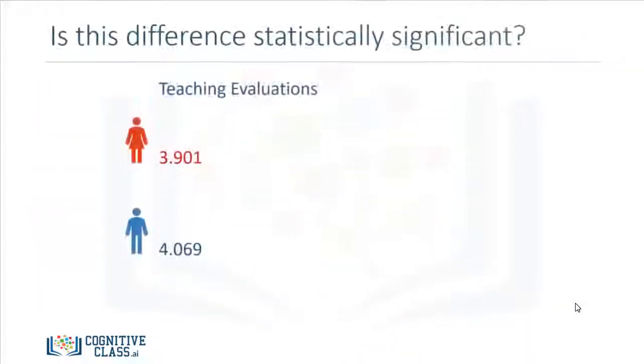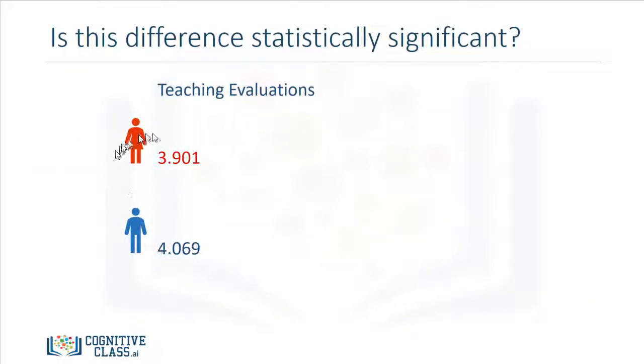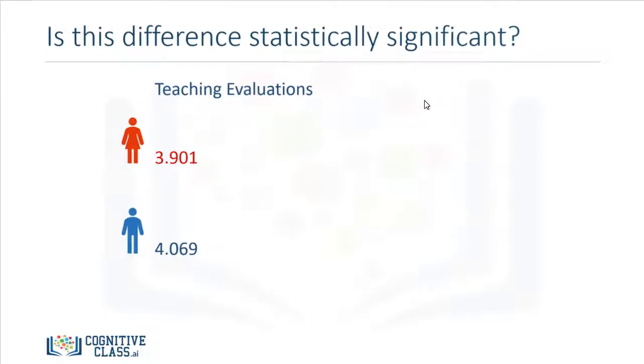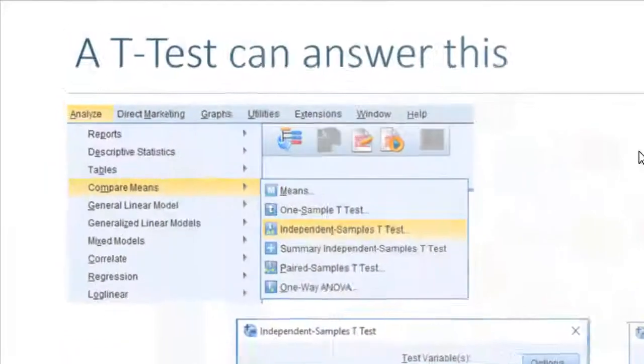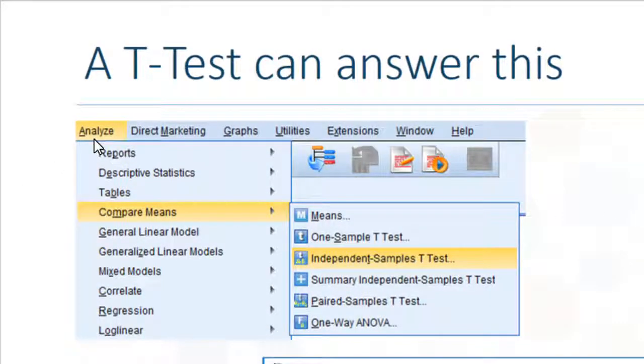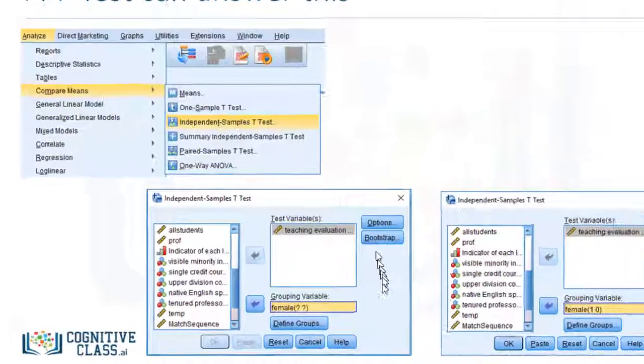So the question is the following. The teaching evaluation for females at 3.901 is slightly lower than the teaching evaluation for male instructors, which is 4.06. And the question is, is this difference statistically significant? We can answer this question using a t-test. And to do this in SPSS, we click on Analyze, Compare Means, and then on Independent Samples t-test. Let me repeat. We click on Analyze, Compare Means, and Independent Samples t-test, which brings us to this dialog box.